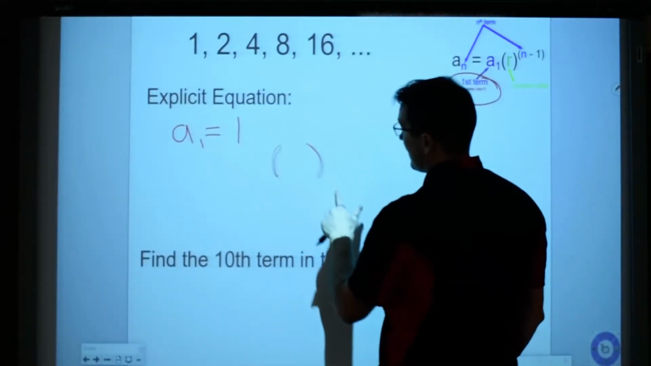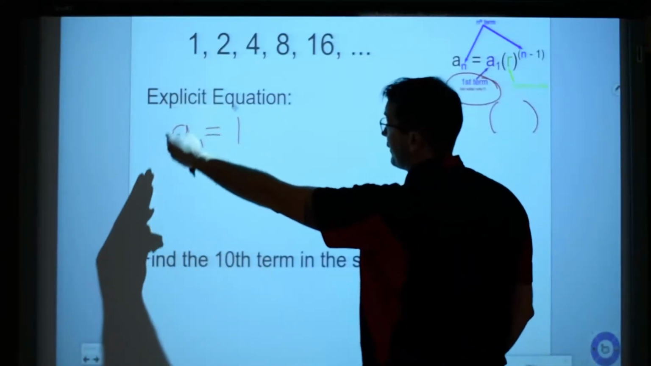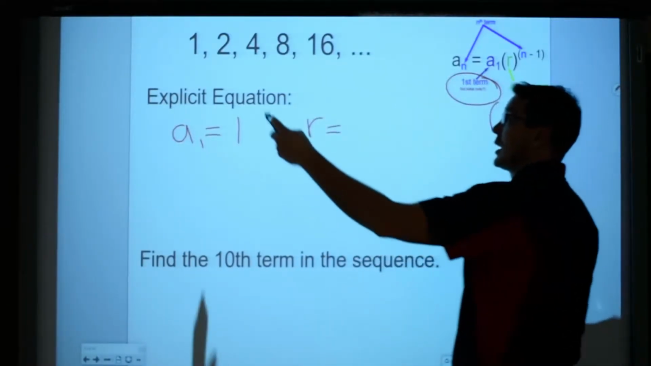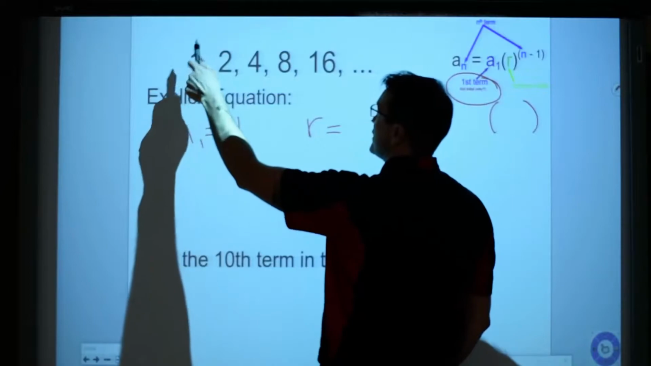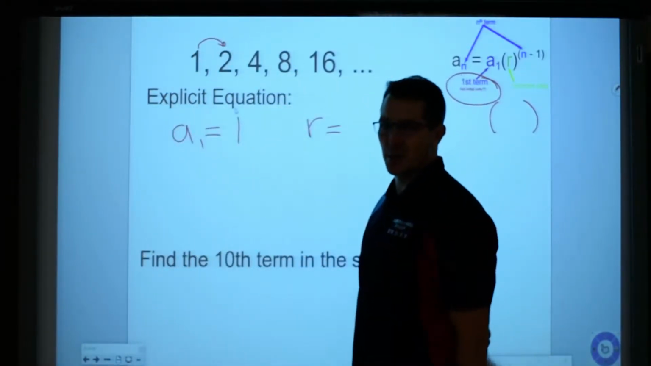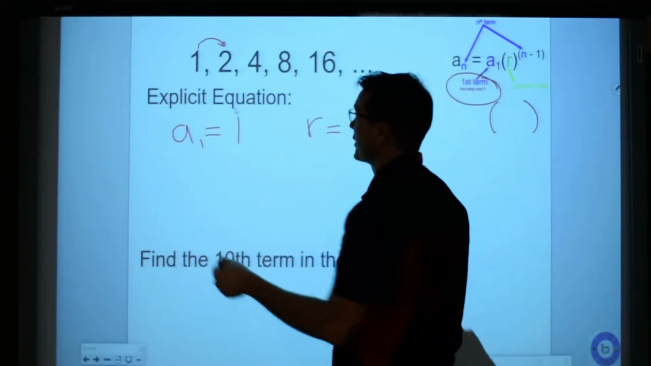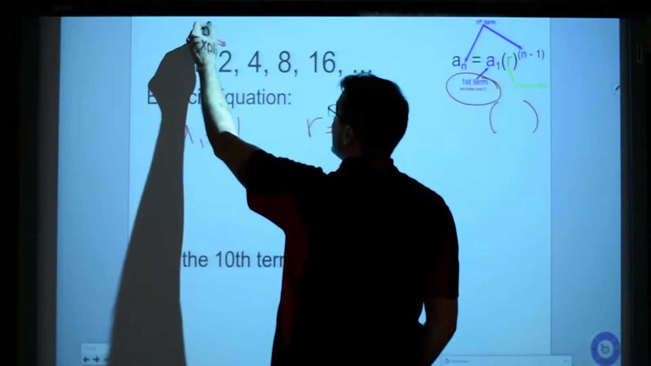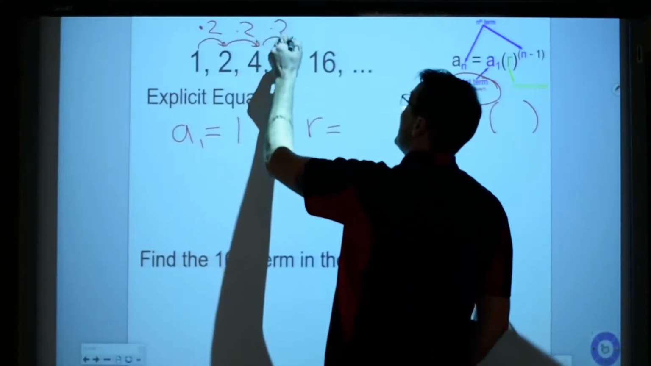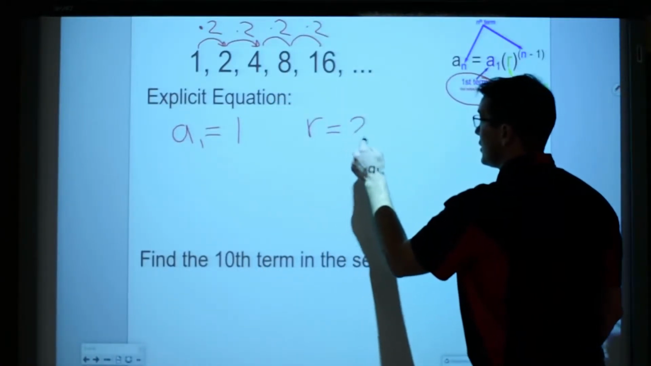Well, I was actually starting to do my formula, but let me stop for a second. Explicit form, I need the first term, and then I need to know what the rate is, if it is a rate. So I look and say, okay, first thing I always try is addition. 1 plus 1 is 2, but 2 plus 1 is 3, so I know it's not addition. And plus, we also know that we're dealing with geometric right now. The other thing I can do is try times 2. Well, 2 times 2 is 4. 4 times 2 is 8. 8 times 2 is 16. So I think we have a ratio, and that ratio is 2.